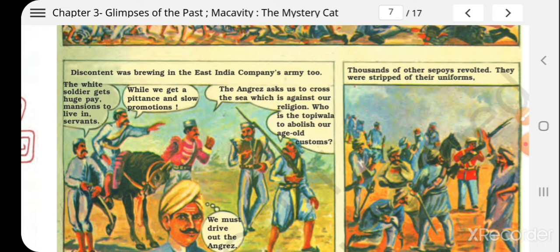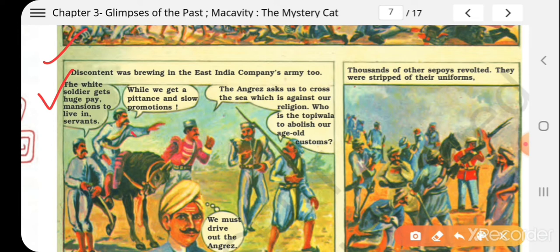So here also in the scene you can see that discontent was brewing in the East India Company's army too. So some Indians were in East India Company's army also. तो उनके बीच में भी discontent हो चुका था. One is saying that the white soldier gets huge pay, mansions to live in, and servants, कि उनको तो सब कुछ मिलता है. Soldiers जो white soldiers हैं, they get everything, huge pay, मतलब उनको payment ज़्यादा मिलता है, salary ज़्यादा है, mansions मिले हुए हैं, बड़े बड़े बंगले मिले हुए हैं रहने के लिए, and servants also.